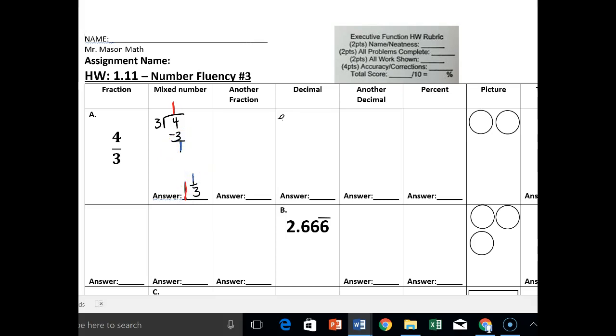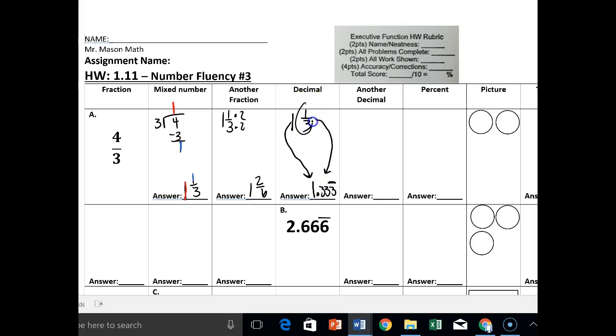Right? Another fraction, I can take 1 1/3, simply just multiply it by 2 or any number that you want. I'll get 1 2/6. For a decimal, I've asked you to memorize your thirds, so hopefully you recognize right away. The 1 is my whole number, and then the 1/3 is 0.333 repeated. Have to have the repeat sign.